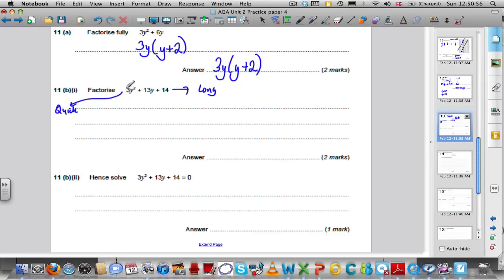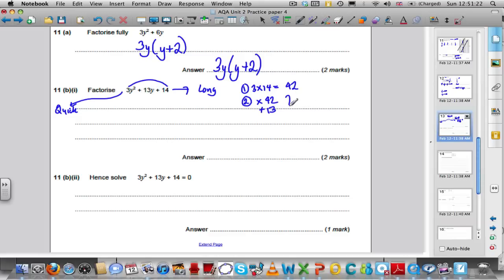The first thing: because the number in front of the squared term here is not 1, it's 3, you multiply 3 by 14. So step 1, you do 3 multiplied by 14, and you get the answer 42. Step 2, you ask yourself, well, what multiplies to this number I've just worked out and adds at the same time to the number in front of y, 13.